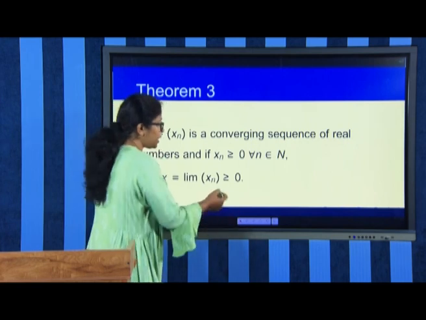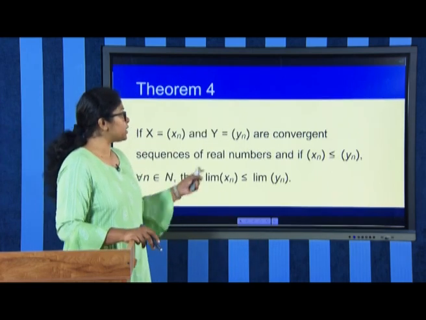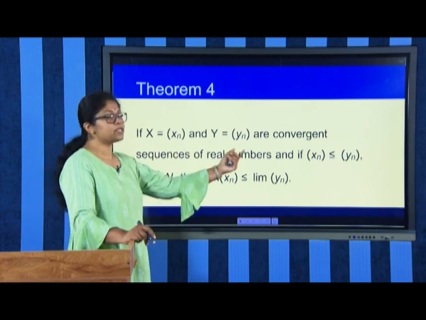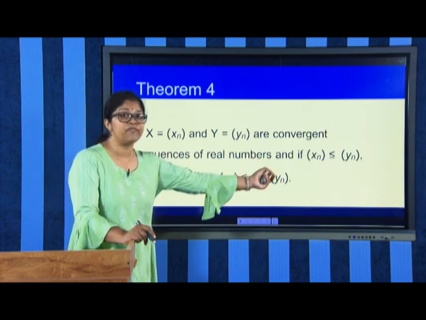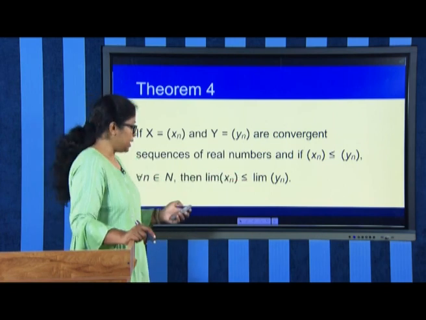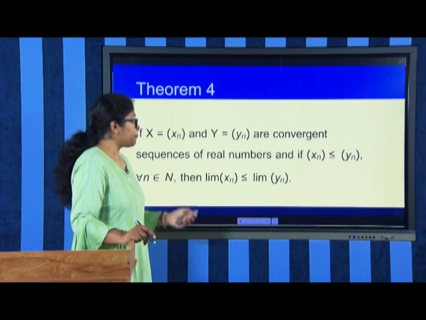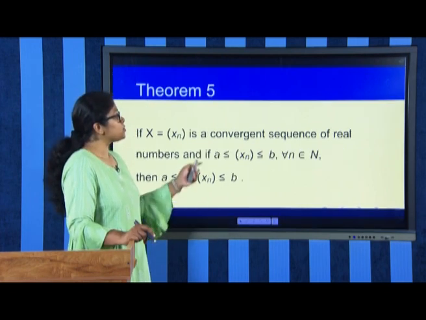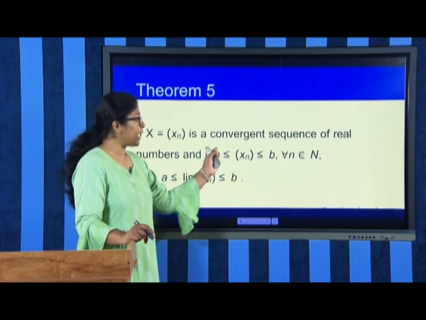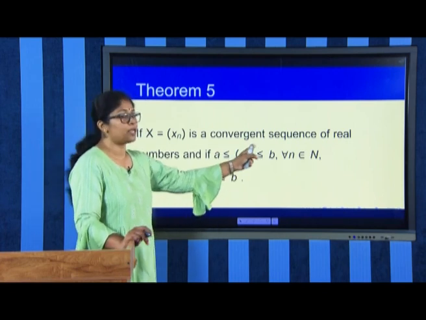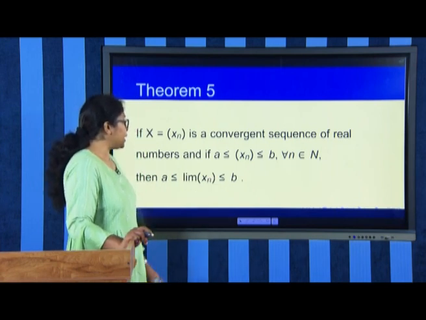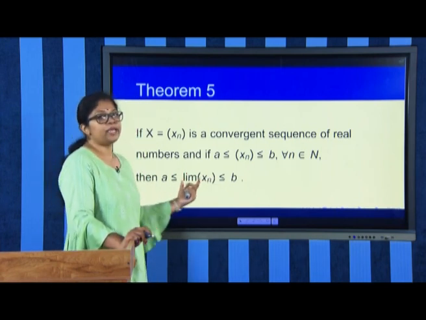The same theorem can be used to prove this result. That means, if you have two sequences, and one of the sequences is less than or equal to the other term by term, the limit is also less than or equal to the limit of yn. This result can be used to show that if you have some numbers a and b, with a less than or equal to xn less than or equal to b for every natural number, then the limit lies between a and b.